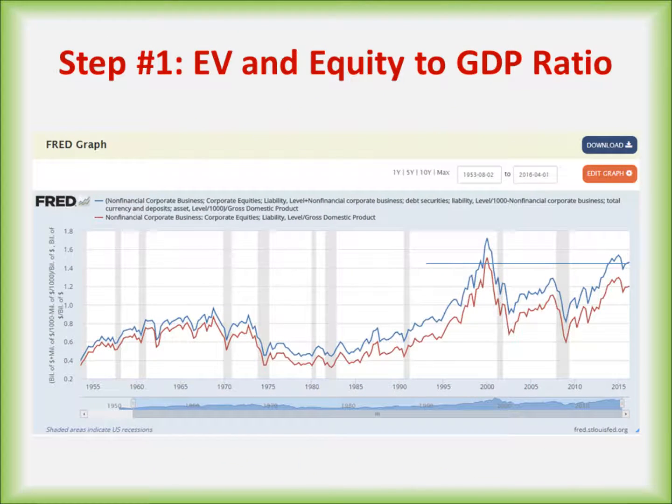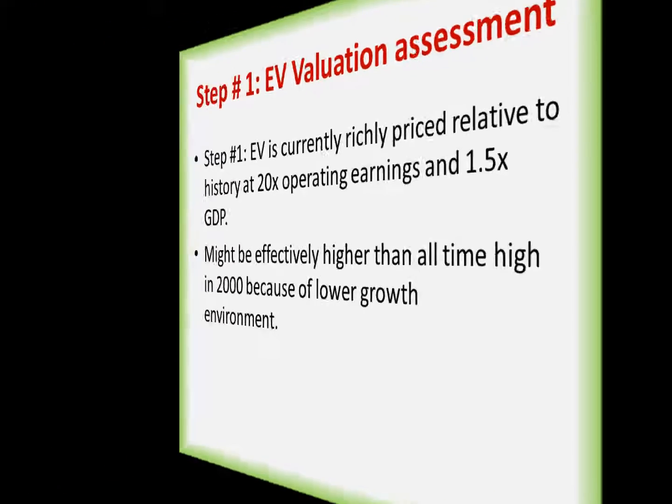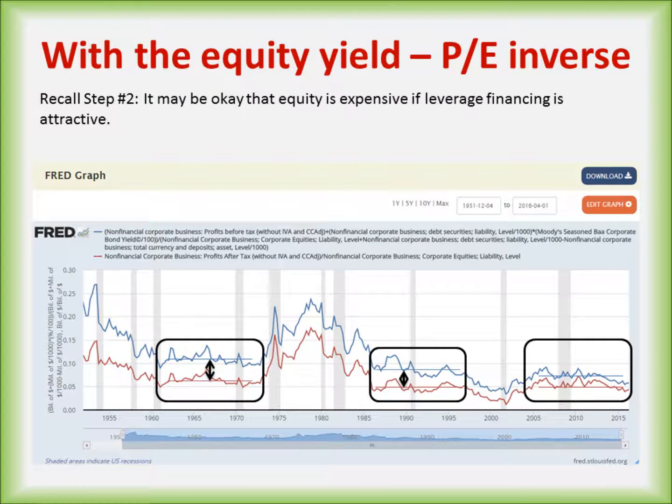This is another way to look at valuations relative to sales or GDP. We show the enterprise value in blue and market cap in red. You can see the enterprise value multiple is about 1.5 times GDP, also very high relative to history, except for the tech bubble. So that's step 1. If we make an assessment of enterprise value for step 1, we'd say enterprise value is richly priced relative to history at 20 times operating earnings and 1.5 times GDP. And if we account for the lower growth environment today, valuations today might effectively be higher than the all-time high in 2000.